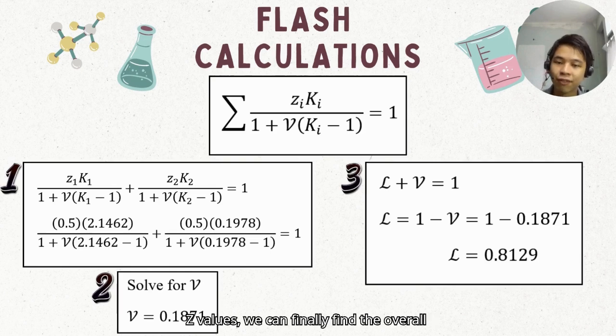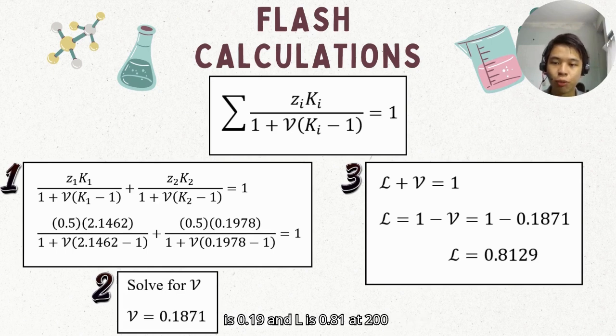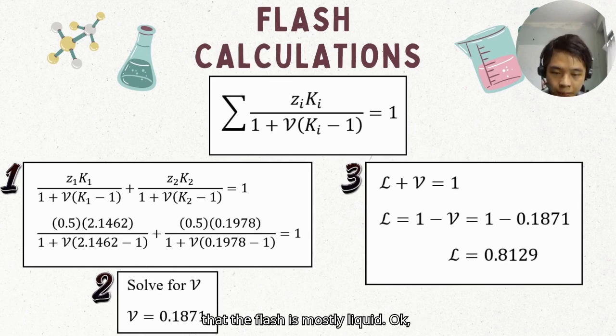Combining K values and Z values, we can finally find the overall vapor composition V and the overall liquid composition L for the output. V is 0.19 and L is 0.81 at 200 Kelvin and 1 atmosphere, which states that the flash is mostly liquid.